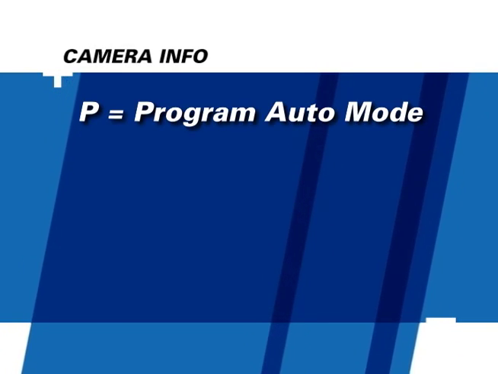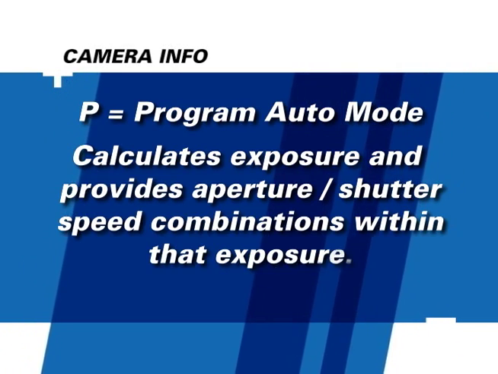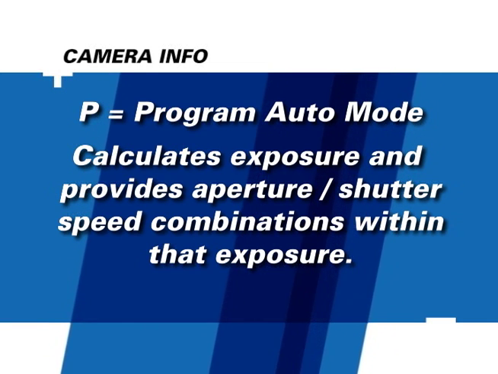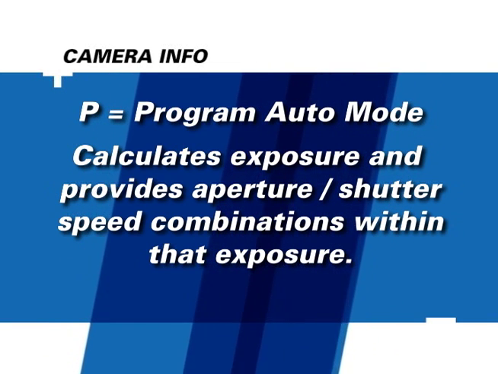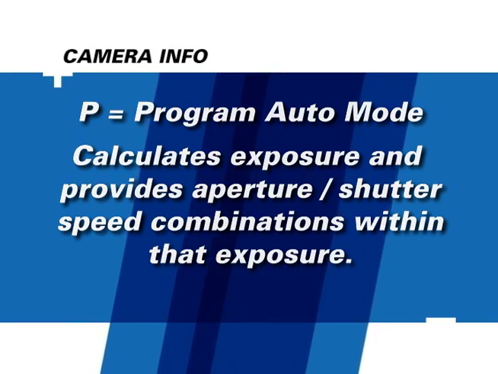Now that you're familiar with the various shooting modes, let's look at some advanced shooting modes and techniques. The first mode is called Programmed Auto Mode and is represented with a P on the mode dial. In this mode, the camera automatically adjusts shutter speed and aperture for optimal exposure.